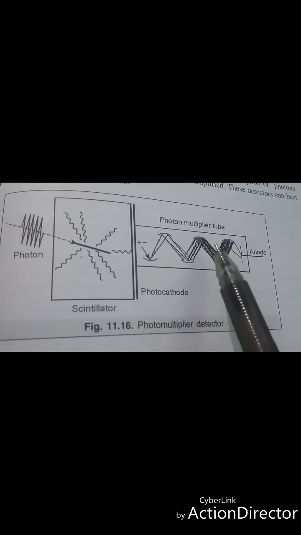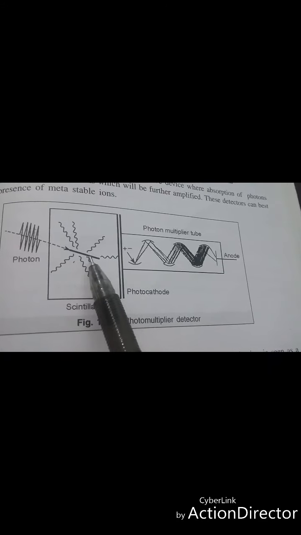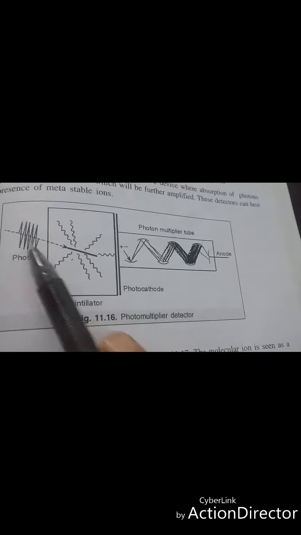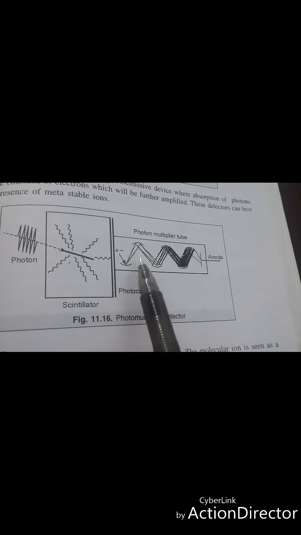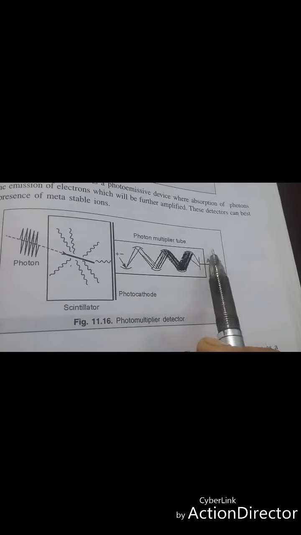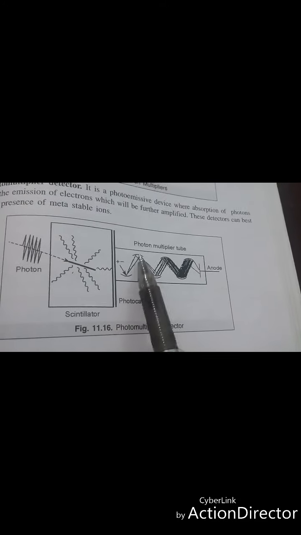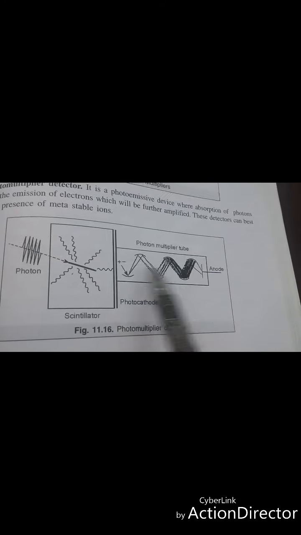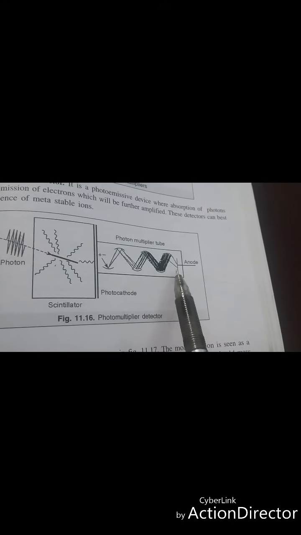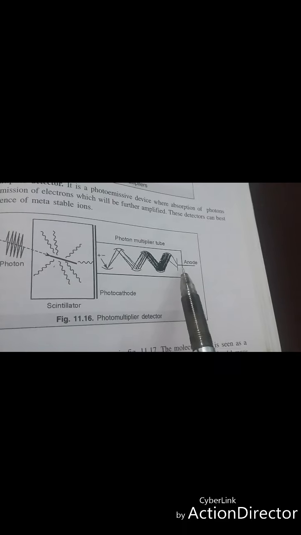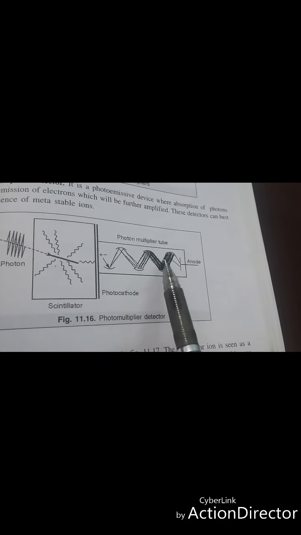This is an example of a photomultiplier detector, a photoemissive device, where absorption of a photon results in the emission of electrons, which are further amplified in a photomultiplier tube. Again, in the photomultiplier tube, if a single beam is coming, it passes through a series of dynodes, then undergoes multiplication, and finally you get a beam of current, electrons. These detectors can best detect the presence of metastable lines.